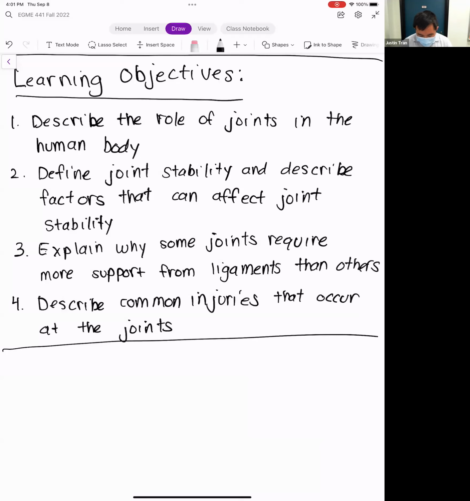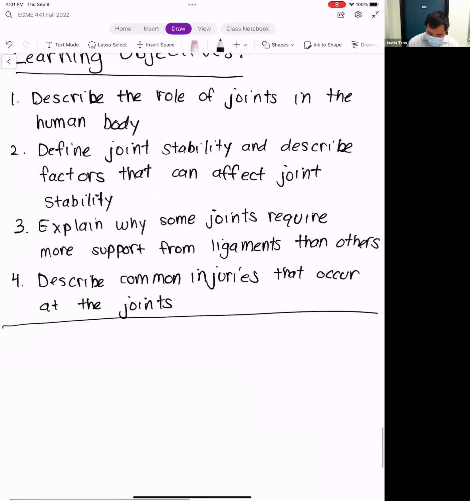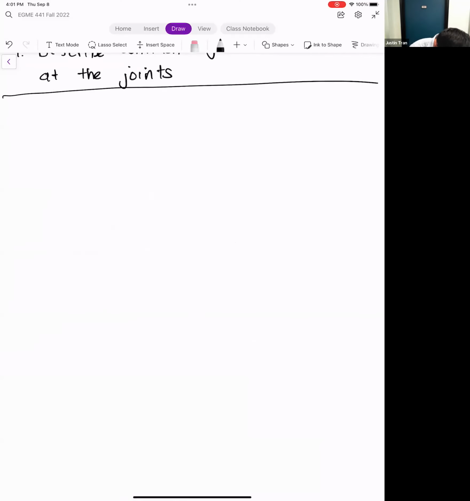Okay, all right, so let's get started. Today we're talking about joint biomechanics. The joints of your body are essentially whenever you have two bones meeting up together. They're the locations where two bones meet.